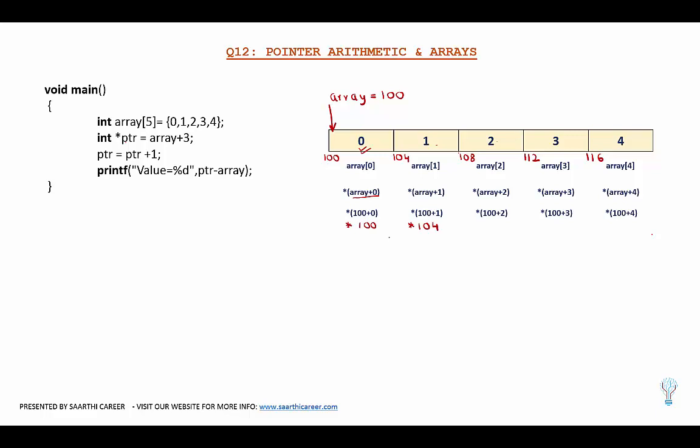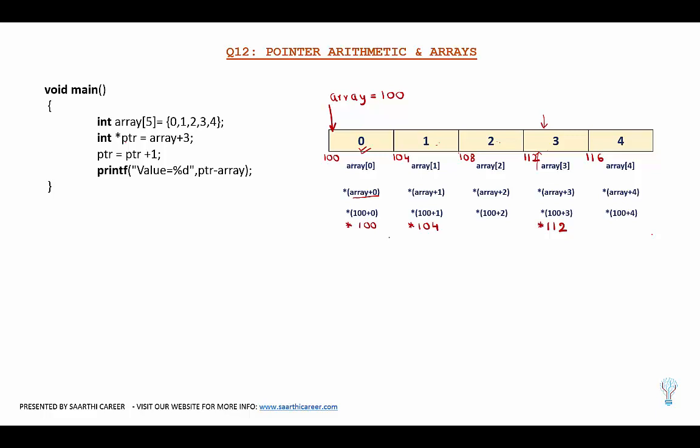Similarly, if I say I want to access the fourth element, which is this, so 100 plus 0, 100 plus 1, 100 plus 2 and 100 plus 3, which is going to move my pointer to this location, and finally I can dereference this location to get the value. So 100 plus 3 would give me nothing but 112 because it moves in steps of 4.